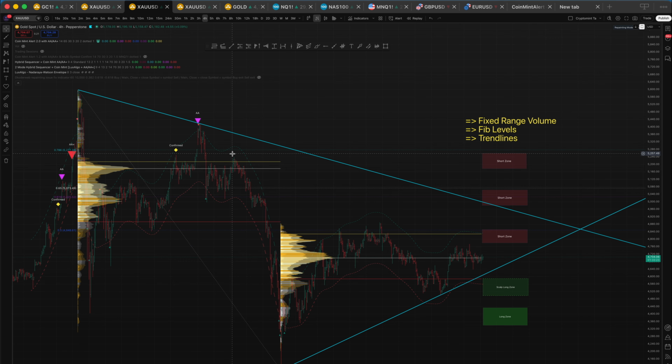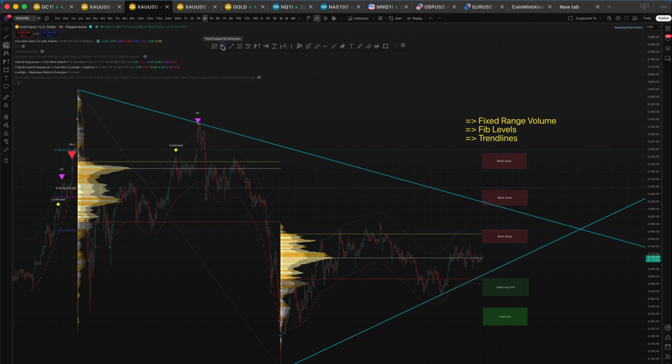Okay guys, if you followed, you can replay this video to see how I use the fixed range volume, the Fibonacci levels, and the trend line to create confluences, so that I can wait on CoinMint to give signals on those zones, and then I am more confident that the trade setups that I'm going to take are A+ setup kind of trades.